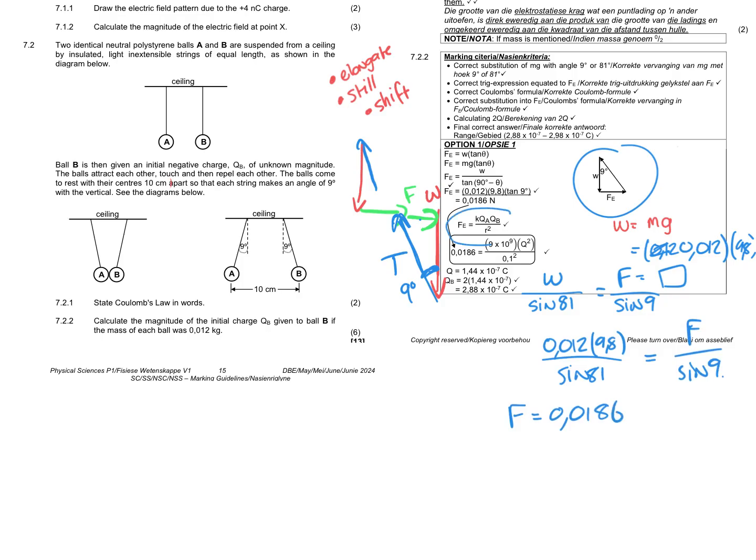Then you will use the force formula. You will sub in the force that you got, you'll sub in the constant, and you'll sub in the distance between them, which is 10 centimeters. That's 10 centimeters divided by 100, because you need it in meters. Century is 100 years, so centimeters, you need to divide by 100 to make it into meters. And then you can work out the charge of QB.